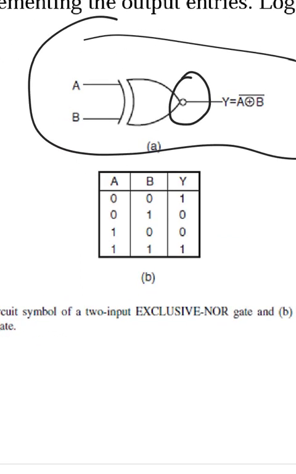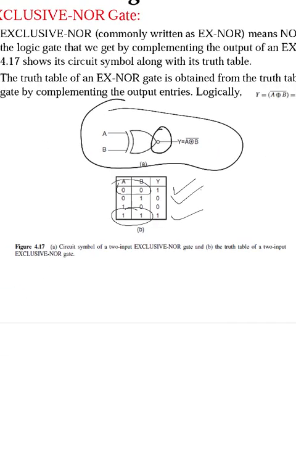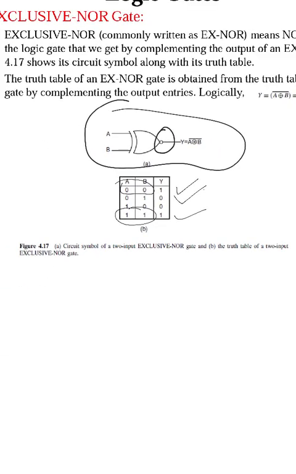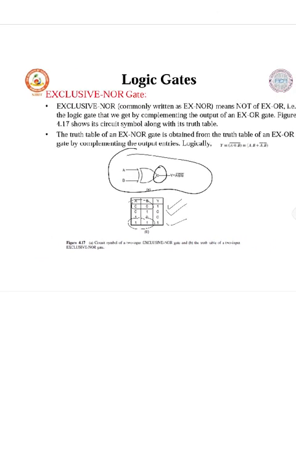In the OR gate, if any one of the inputs is high, the output is high. Here it is the opposite: if both of the inputs are low, the output will be high. If both of the inputs are high, the output will be high. Other than that, it will be 0. So I repeat the truth table: 0 0 it is 1, 0 1 it is 0, 1 0 it is 0, 1 1 it is 1. So this is all about your logic gates.